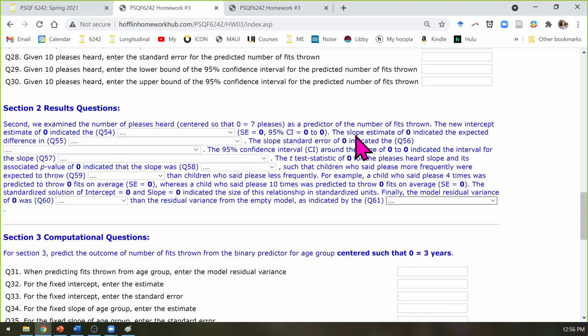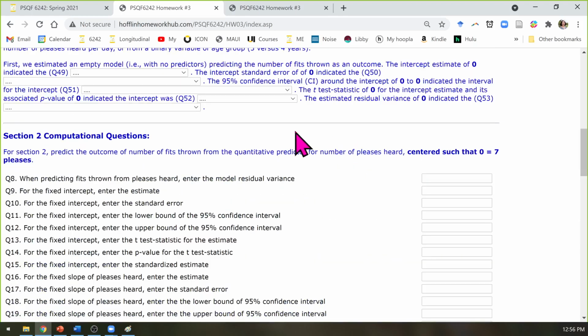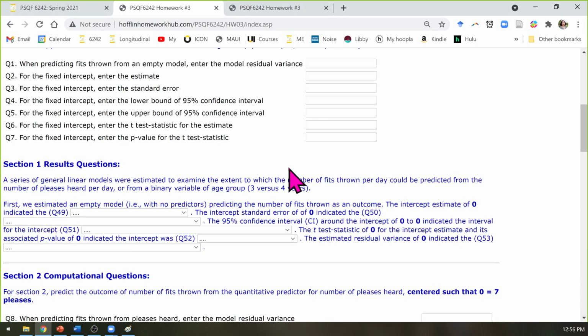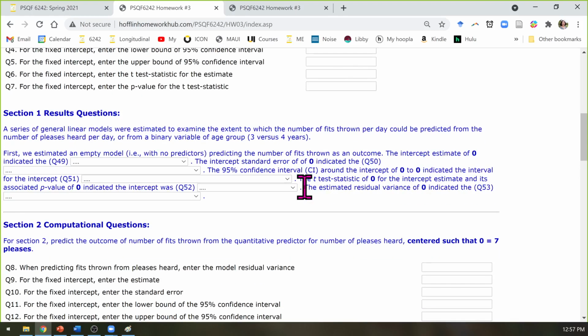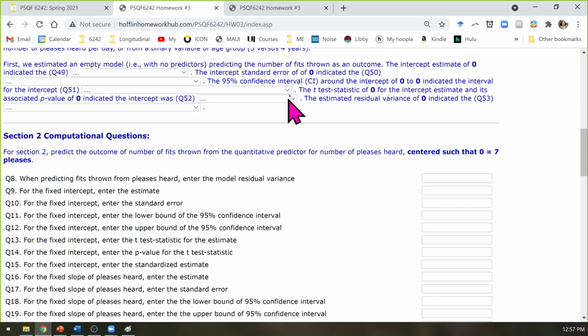So these are nested models in the sense that section 1 is the lowest order. It has only an intercept. In section 2, we add a slope for pleases heard. So those two models are comparable. The last model in section 3, where we add a slope for age, has section 1's empty model nested in it, but section 2 and section 3 are not nested because they each have one predictor, but it's a different predictor. So they are not directly comparable, at least we haven't talked about how one might do that yet.